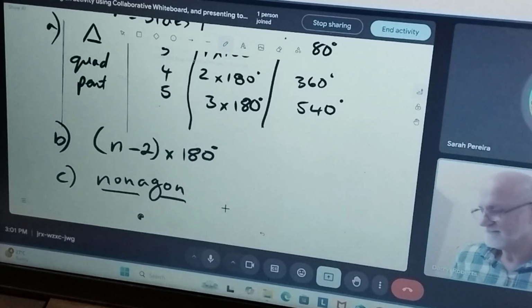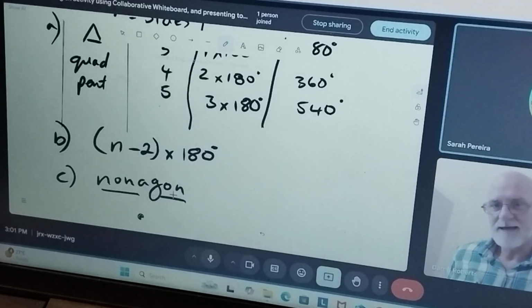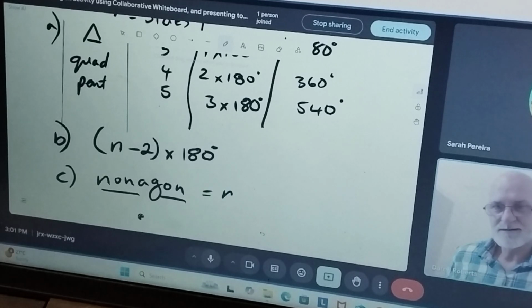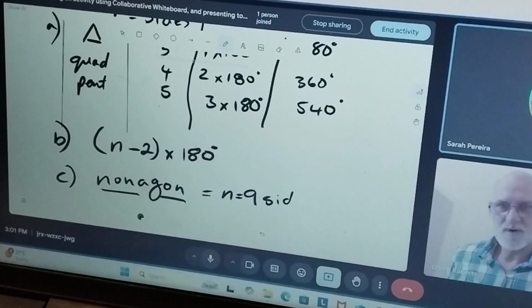Alrighty, now. If it has 9 sides, what do we multiply 180 by?